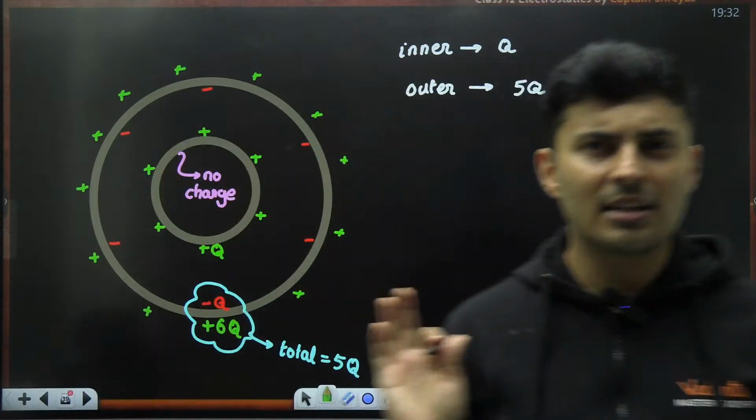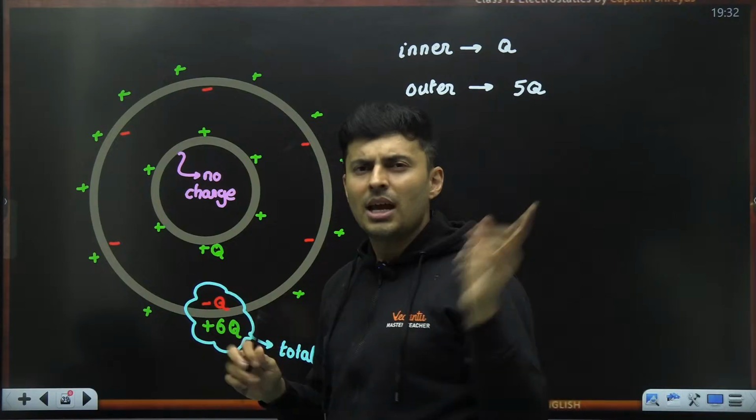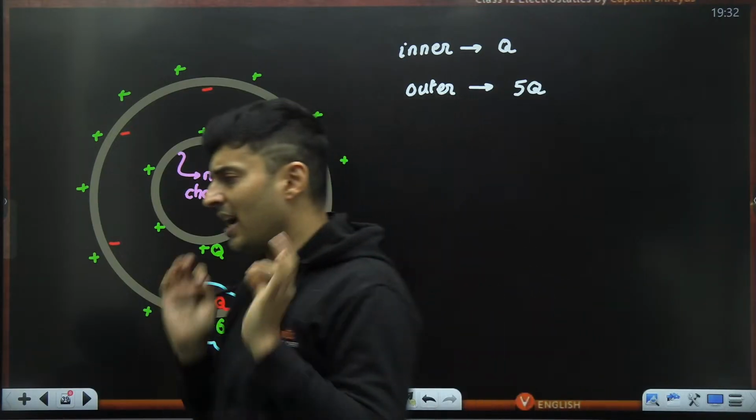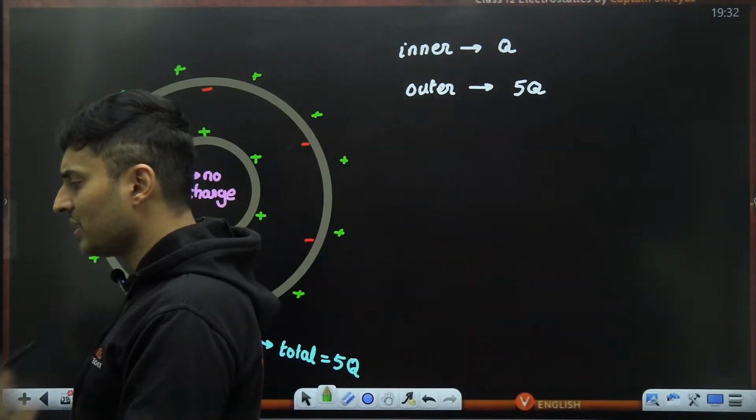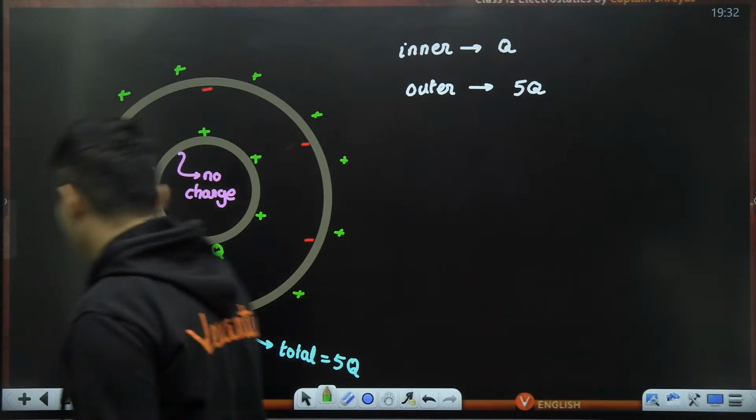How to find the charge distribution? At the end of the day, it is nothing but conservation of charge, and opposite surfaces should have the same but opposite sign. Okay? Is that clear? Very good.